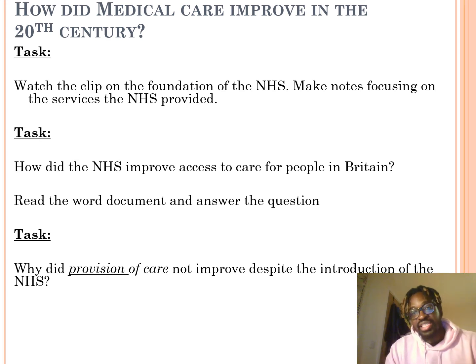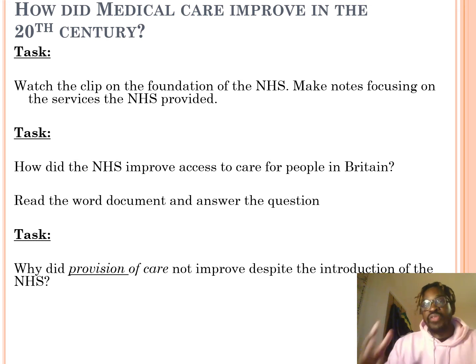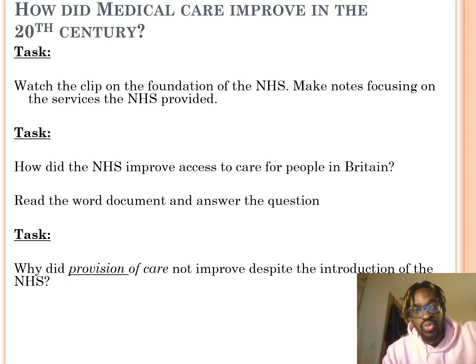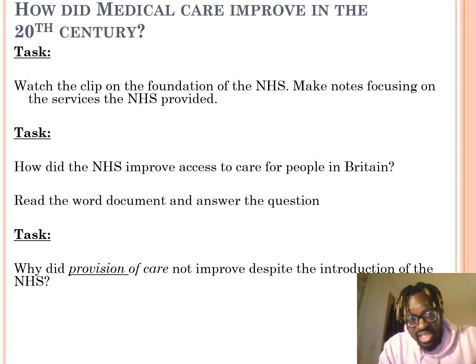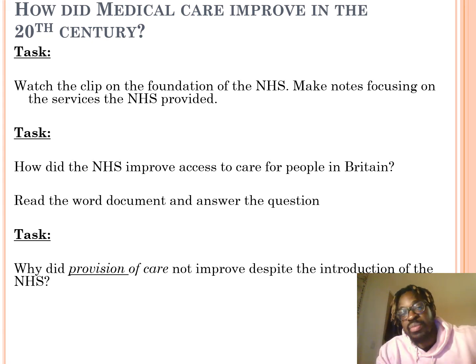Britain? So access means things that are suddenly available for you, things that you have access to. So how did the NHS improve access to care? And I've given you a Word document. Read that and you'll find some answers. The video clip will actually probably give you all the answers, but read the Word document that I've attached in the email, and that will give you further answers to that question as well.